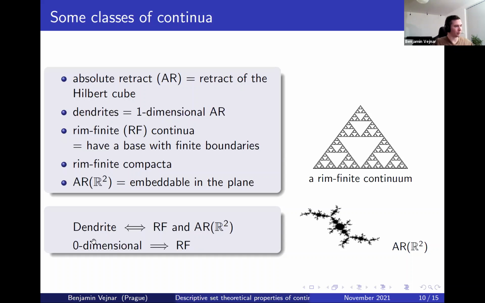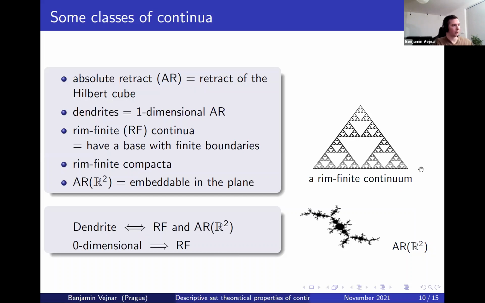And a simple note that a zero-dimensional space is of course always ring finite, because if you have a zero-dimensional space, it means that we have a local base by sets whose boundaries are empty, so especially they are finite.